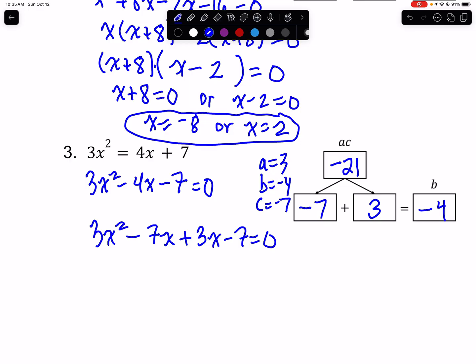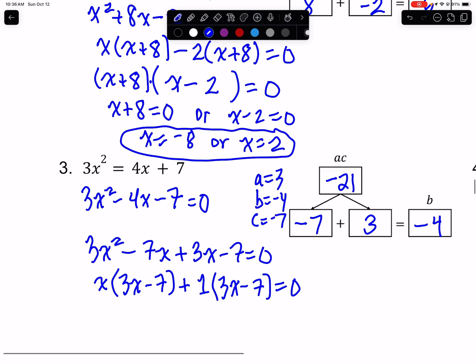Okay. And let's take a look. So we should factor out an x. That's all we can do. The 3 and the 7 have nothing in common. Okay. And then we will take out a 1 because I can't do anything else. And then those terms match.